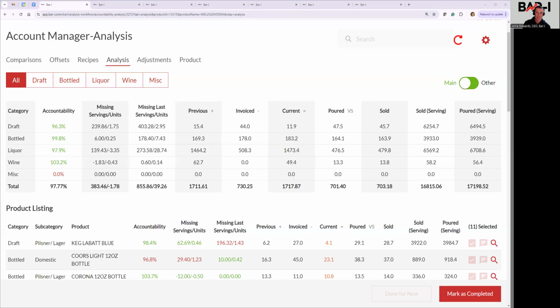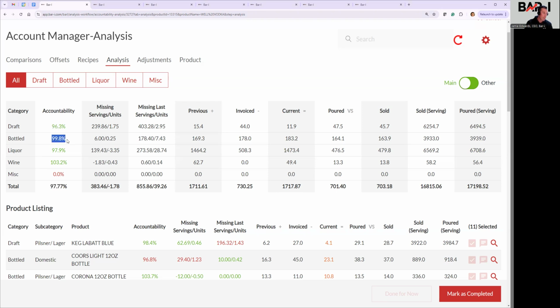So here we have a completed set of results. And the single most important number on a Bar-i report is the accountability percentage for the bar. So this bar is scoring a very healthy, basically 98%, meaning that they accounted for 98% of what was poured, and they're only missing 2%. Again, that compares to an average bar missing 15% and scoring 85 in accountability.